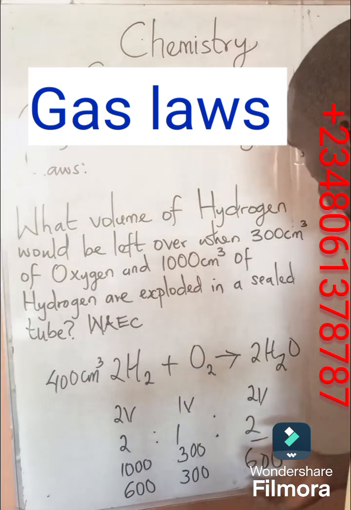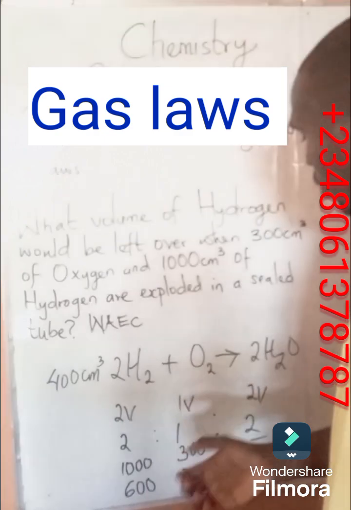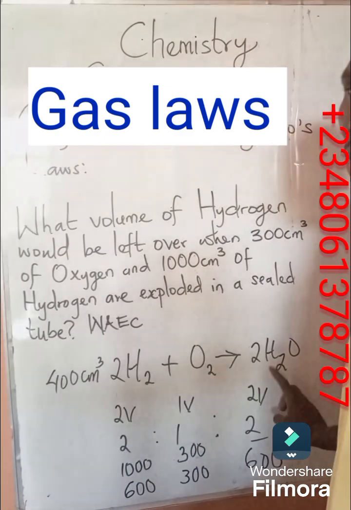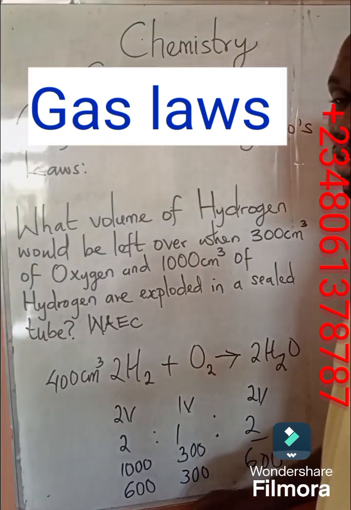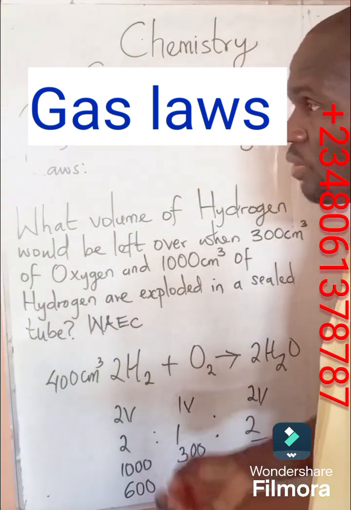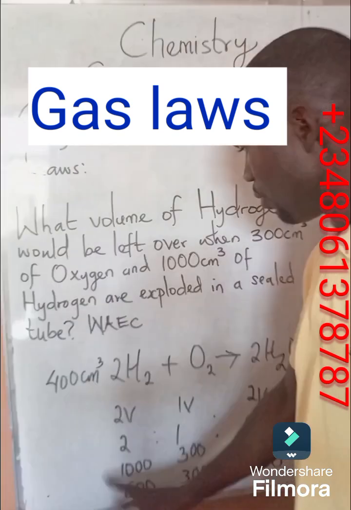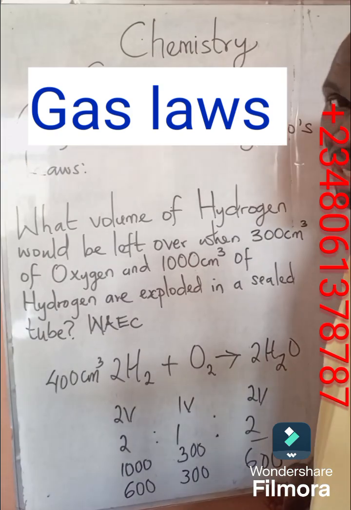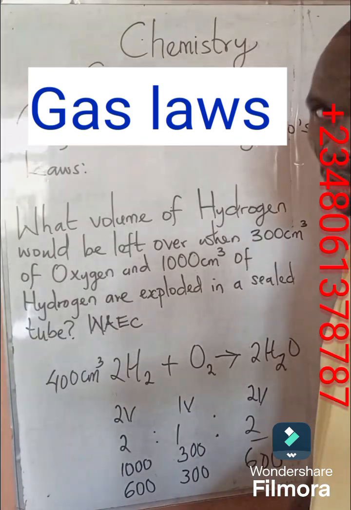Sometimes they may ask you to also calculate the volume of the resulting gas or the resulting compound. The resulting compound is water, which is 600 cm cube. Or if you are asked to calculate the volume of the residual gases, that means you're going to add 400, which you have gotten for hydrogen, that is the leftover, plus that of the resulting water, which is 600. That will give you 1000 cm cube.